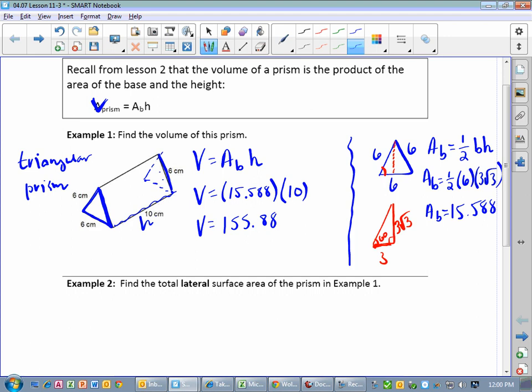Now thinking about units here, we have volume. Keep in mind the units on area would be square units. The units on the height are just the units. We have centimeters squared times centimeters. And so what are our units going to be? Cubic centimeters. Centimeters cubed.